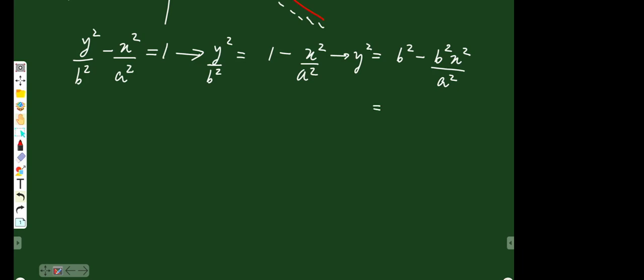So we take b squared x squared divided by a squared out, right? So then you get, if I get b squared, so you get a squared divided by x squared here, right? Minus 1, right? Right? Yeah.